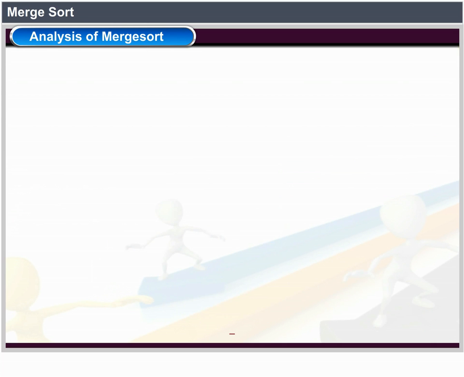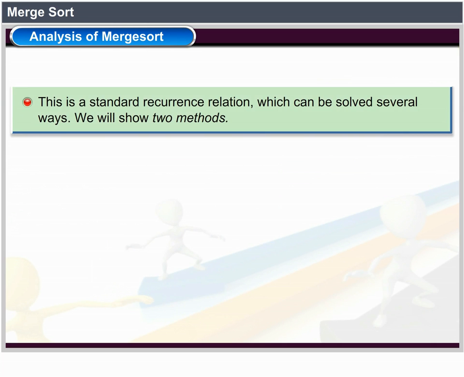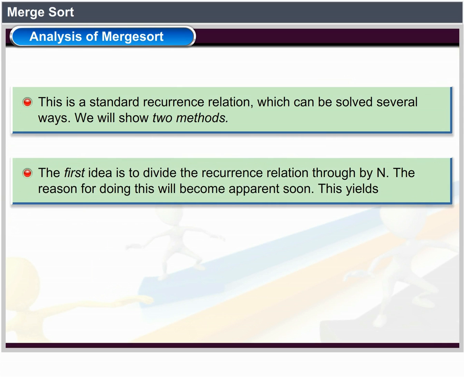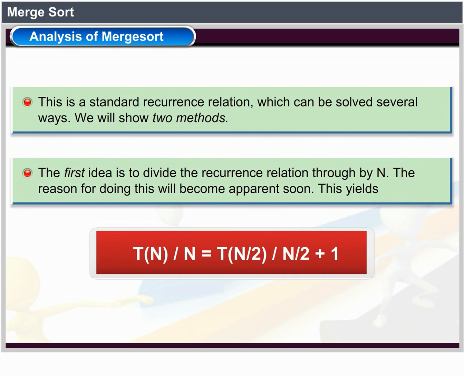This is a standard recurrence relation which can be solved several ways. We will show two methods. The first idea is to divide the recurrence relation through by n. The reason for doing this will become apparent soon. This yields T(n)/n equals T(n/2)/(n/2) plus 1.